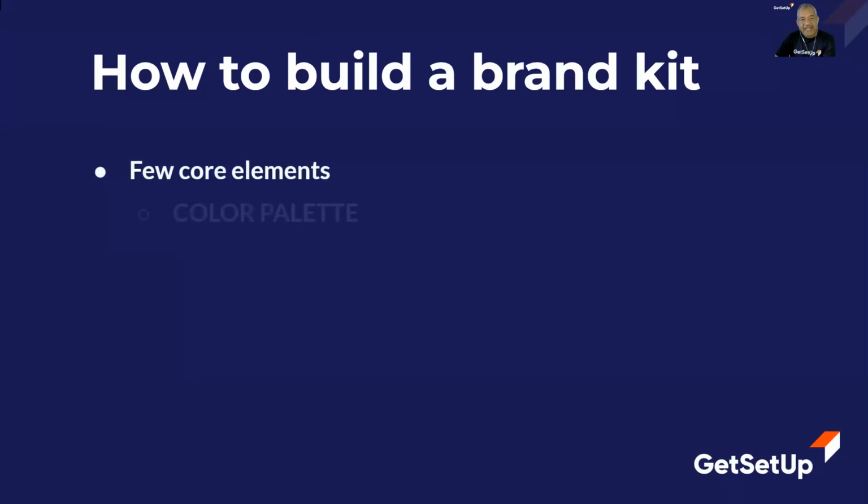The second element is the color palette. Very essential, especially when we are looking at visuals. Visuals meaning any kind of stationery, any kind of print, any kind of electronic content that we are creating. The color palette needs to be consistent.